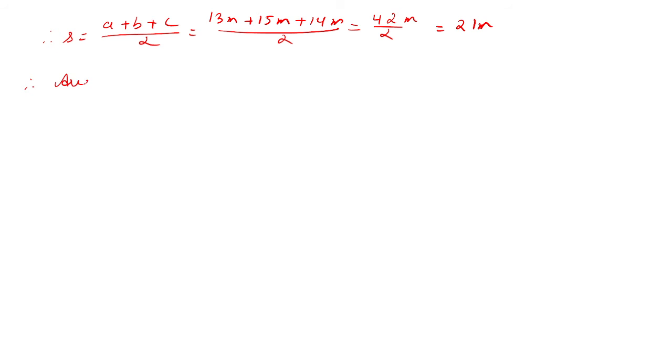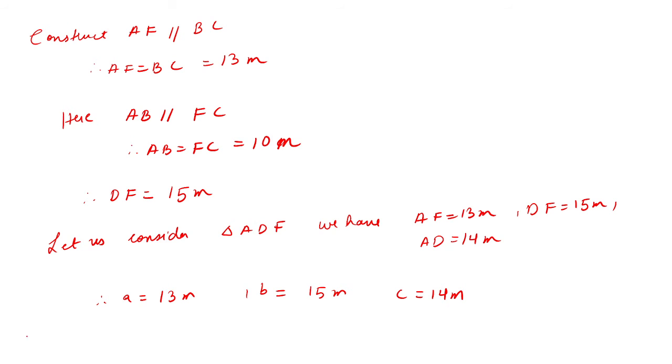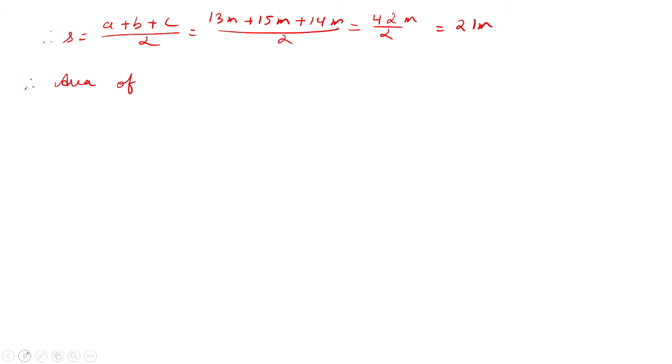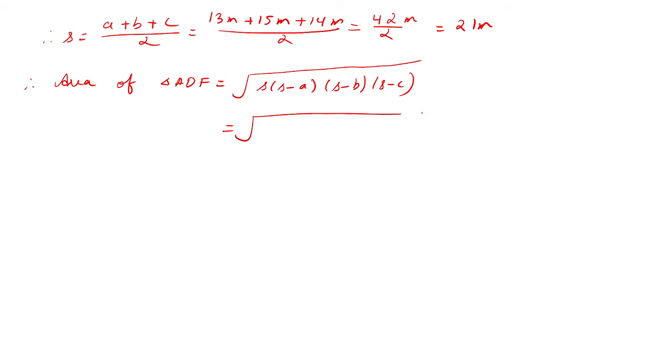Therefore area is going to be area of which triangle? Area of triangle ADF is going to be equal to the square root of S into S minus A, S minus B, and S minus C. So I can finally write S as 21 meter. 21 minus A is going to be 13 meter, 21 minus B is going to be 15 meter, and 21 minus C is going to be 14 meter. Clear?